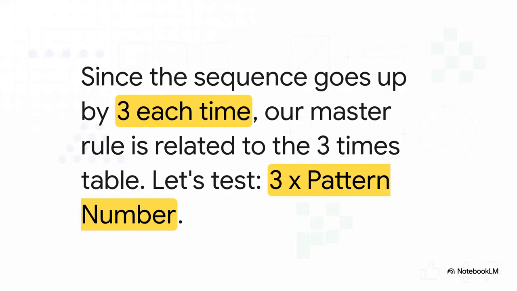And our biggest clue is that add 3 rule we just found. Because the sequence goes up by a constant 3 every single time, it tells us that our formula has got to be connected to the 3 times table. So let's start with a hunch and test out this rule: 3 times the pattern number.